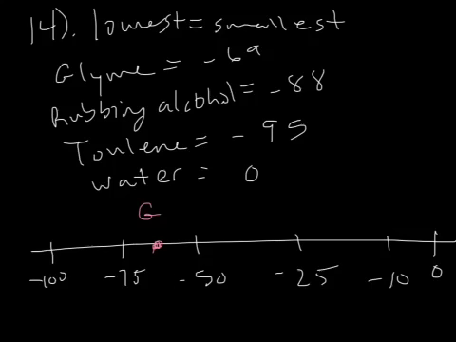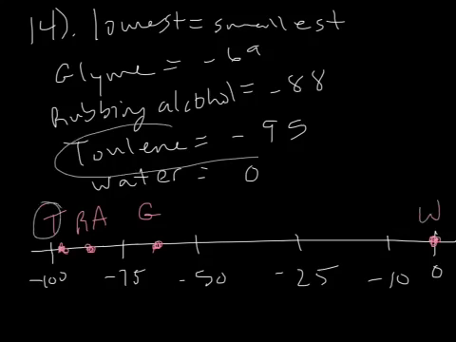Then I had rubbing alcohol that was negative 88, which is somewhere around here. So I said RA for rubbing alcohol. Then look at that. Toluene had negative 95. That's pretty close to 100, isn't it? That's going to be T. And of course, water had 0. So water will be somewhere around here, literally at 0. Which one is furthest to the left? T. Thus, toluene had to be the right answer. And I believe that was letter B. Bam.